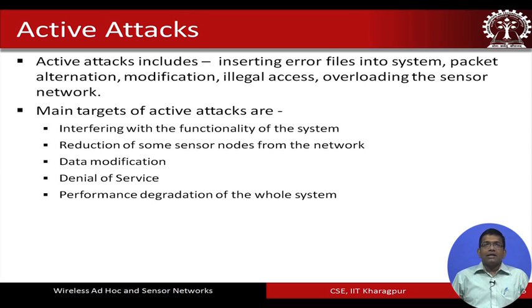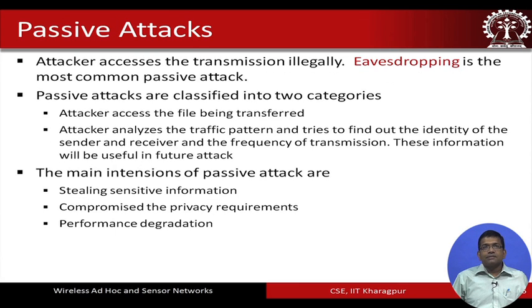The main targets of active attacks are interfering with the functionality of the system, removal of some sensor nodes from the network, modification of data, denial of service, and performance degradation of the whole system. These are the different targets or objectives of performing active attacks.